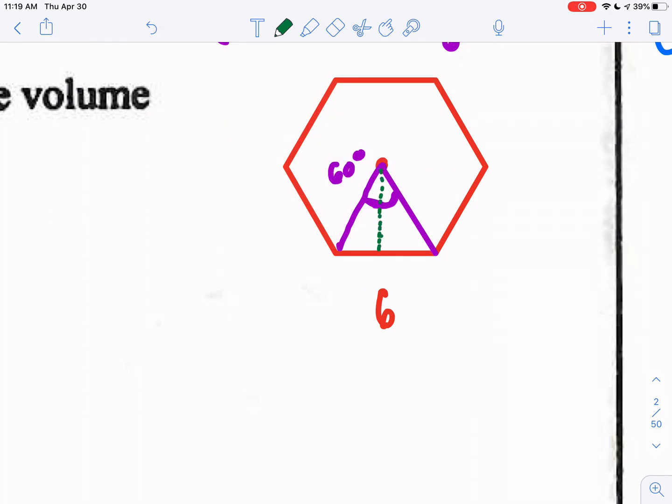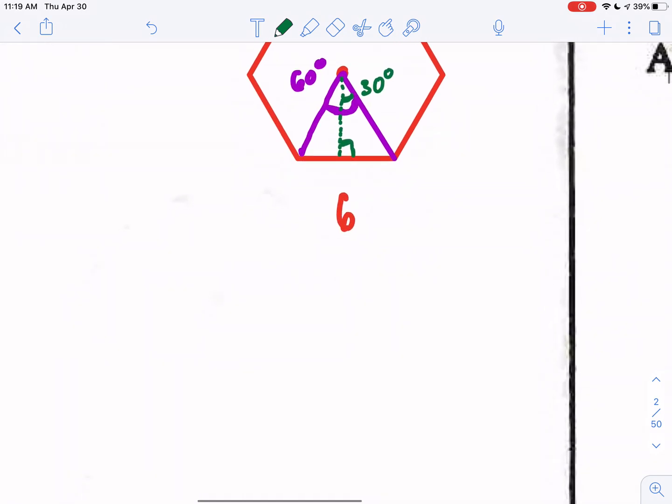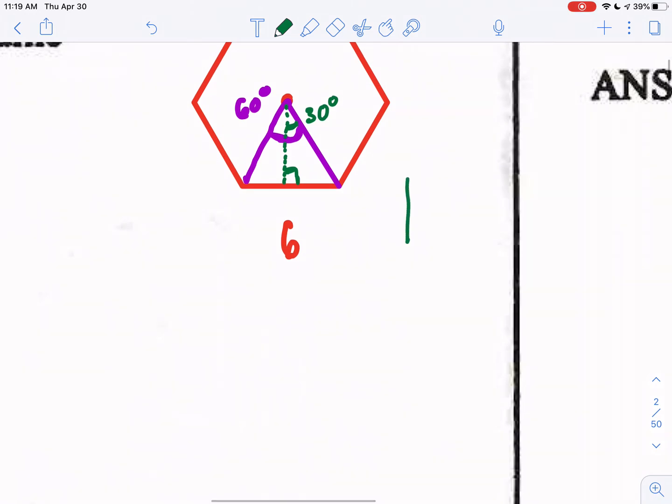Because now you officially have a right triangle. So if I cut it in half, that means half of it would be 30 degrees. So now all I need to focus on here is this right triangle. We now know this would be 3 because it's half of 6, right? That's 3. We know this is 30 degrees, and this has to be 60.